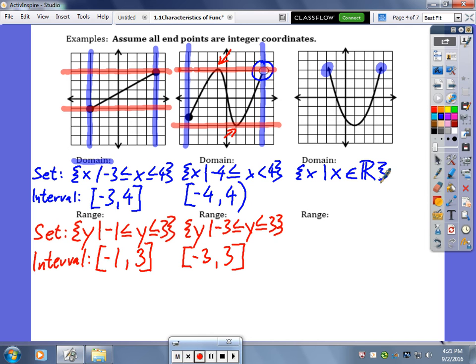In interval notation, you will use the infinity symbol, and since we can never reach infinity, we are using parentheses. So parentheses open from negative infinity to positive infinity, closing parentheses.